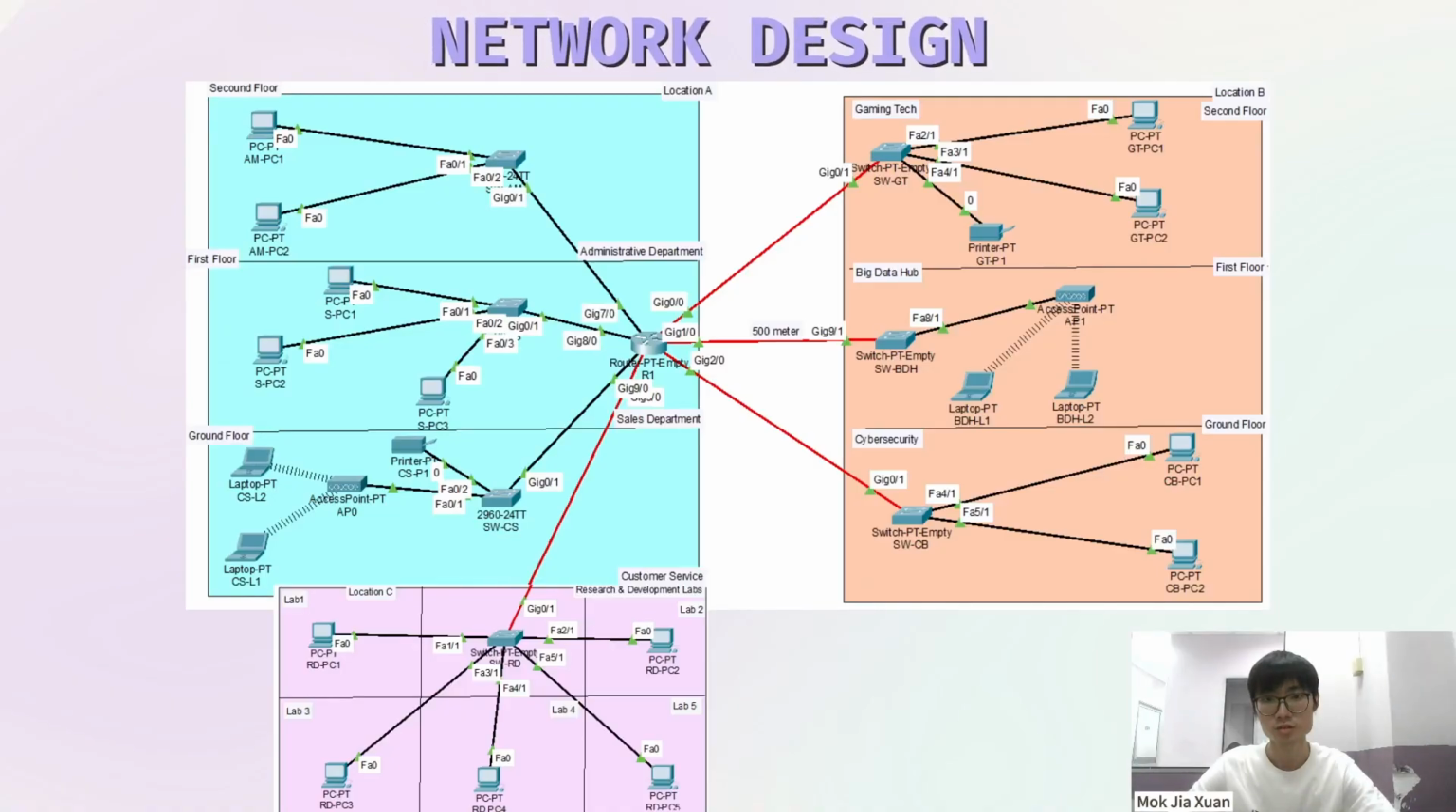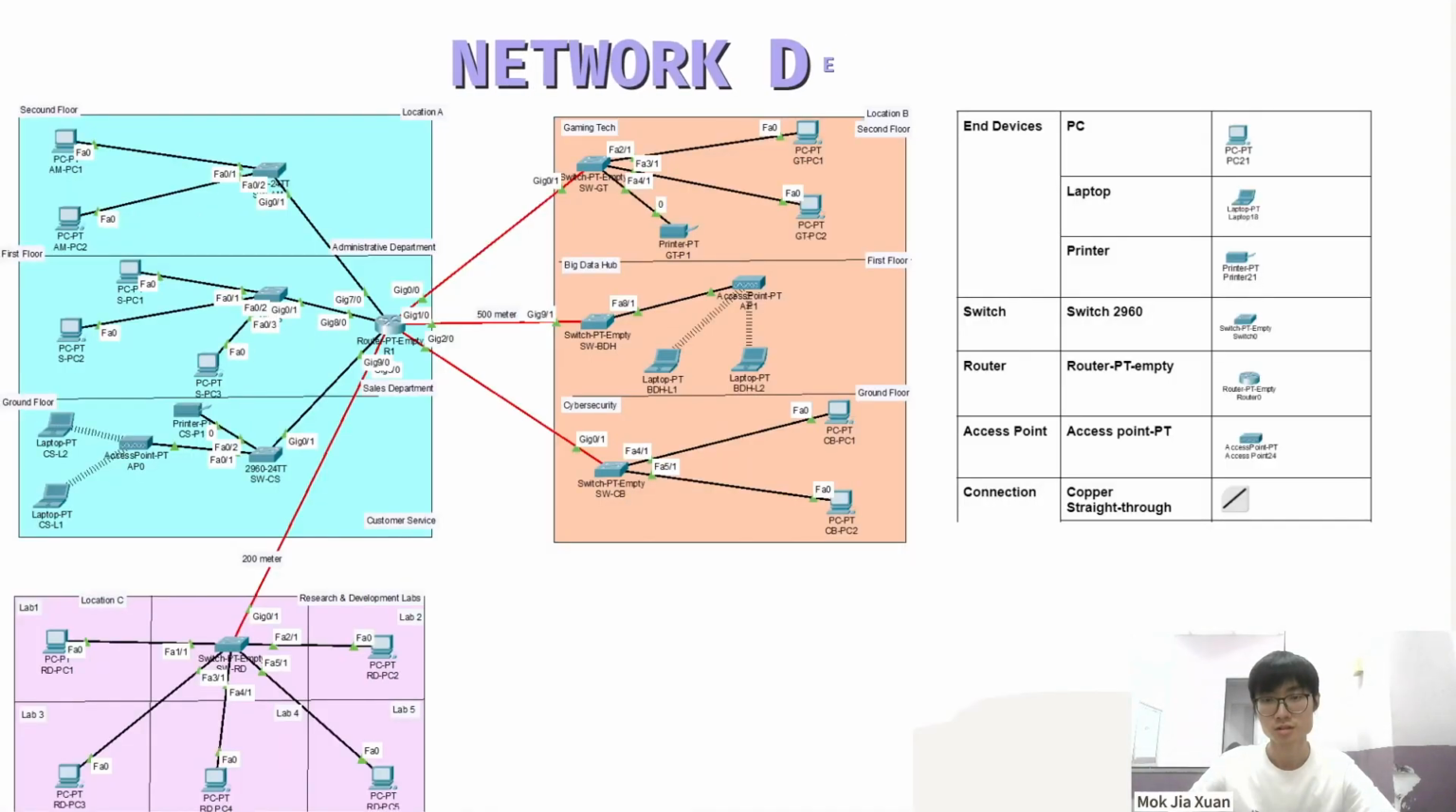And we have the network design topology, using end devices, switch, router, access point, and connections. The end devices are PC, laptop, and printer. The switch is the 2960 switch, the router is PT-MD, and there is an access point. The connection is used for short distances, from switch to router.